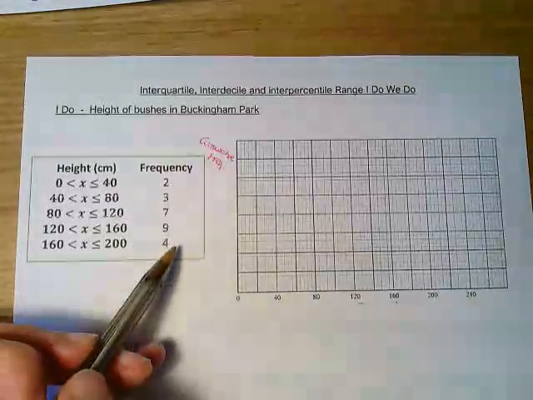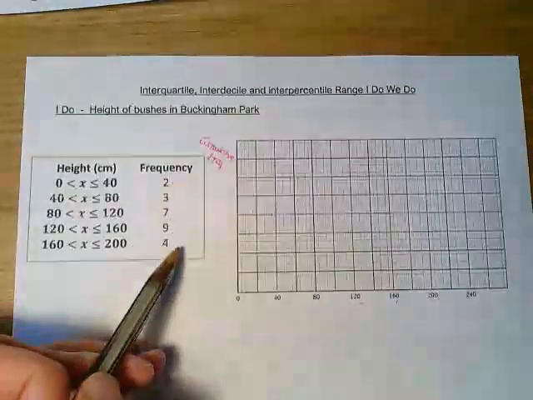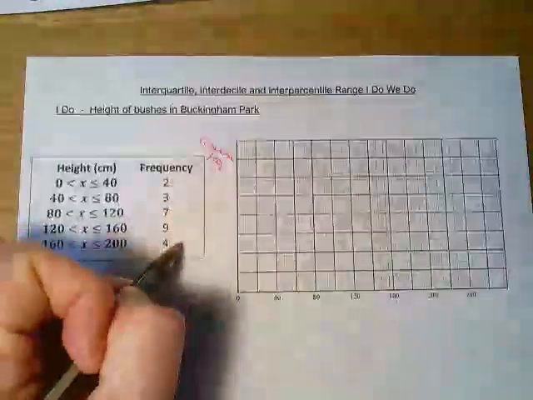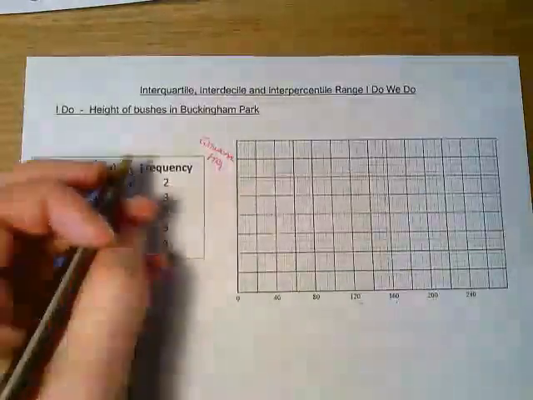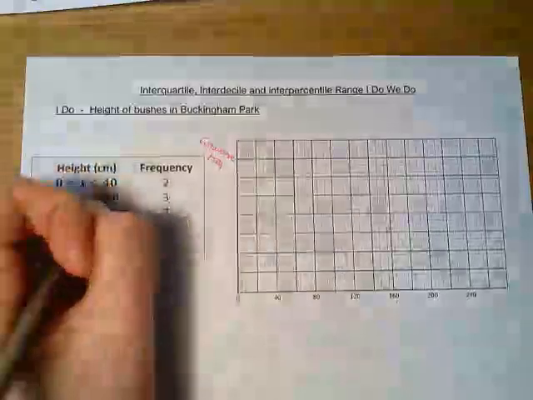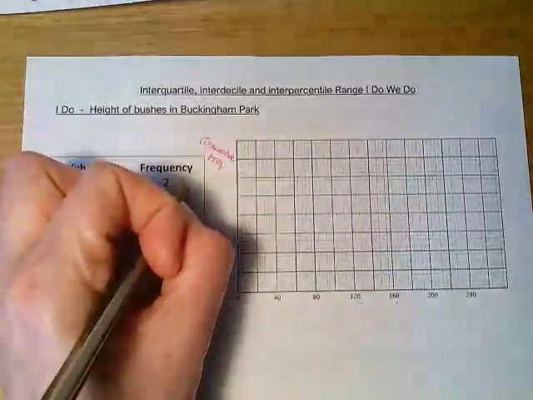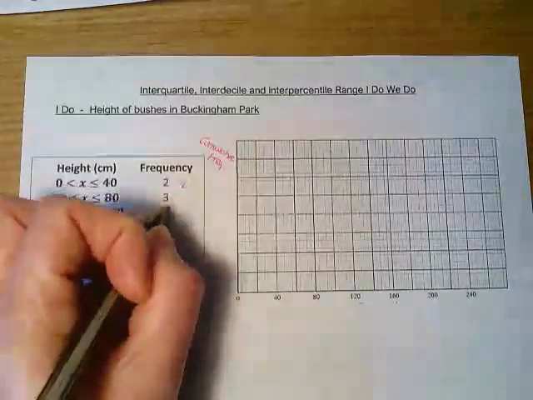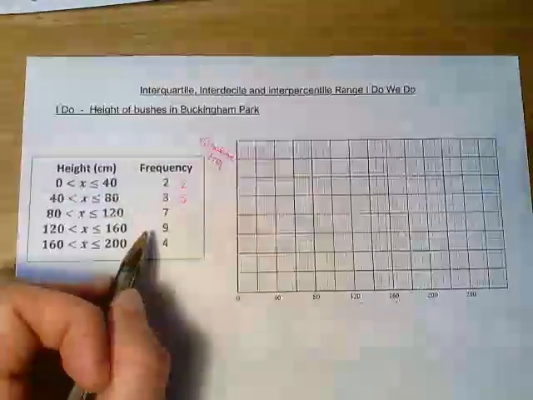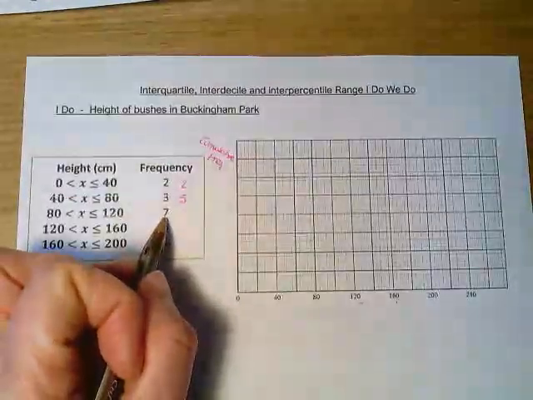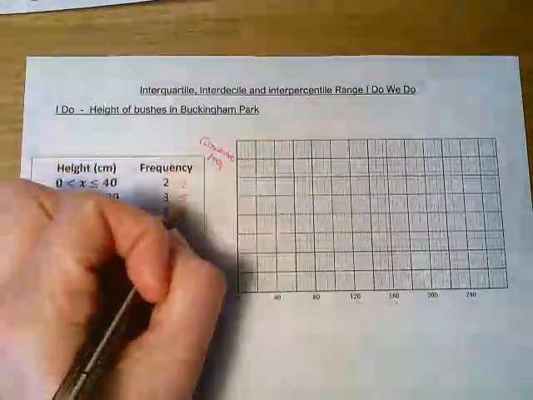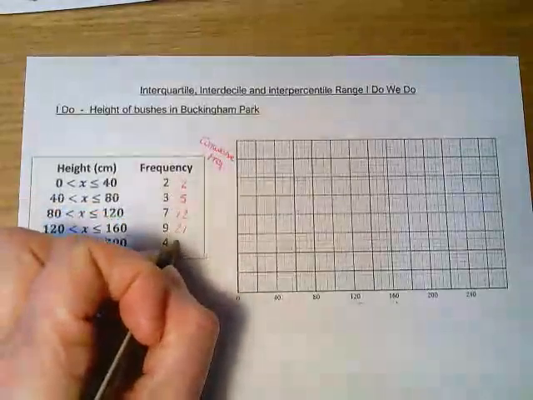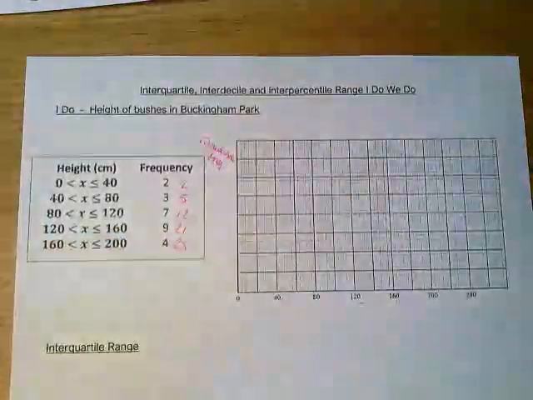So the first thing I would probably want to do is work out how many bushes we had, and I'm going to do that using cumulative frequency, because that's obviously going to be helpful to me when I plot. So my cumulative frequency up to 40 is 2 bushes, but bushes that are up to 80 is all of these guys and all of these guys, so it's 5 bushes. Bushes going up to 120 is these 5 plus an extra 7, and then plus an extra 9 and plus an extra 4. So there we go, we've got 25 bushes.